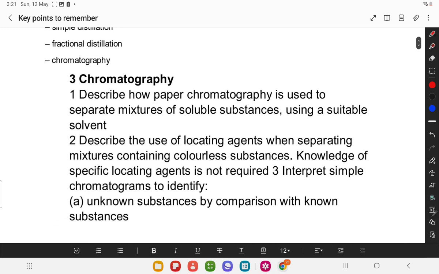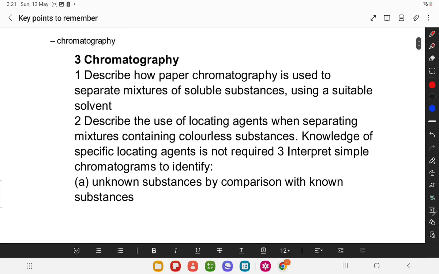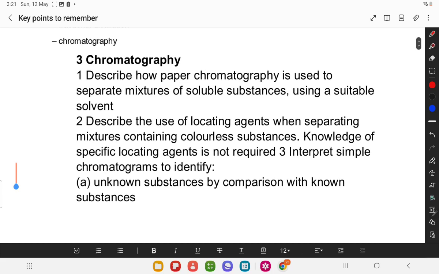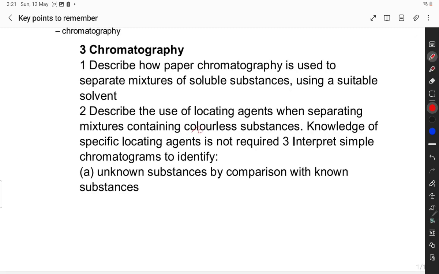In chromatography, you should know how paper chromatography is used to separate a mixture of soluble substances using a suitable solvent. Describe the use of locating agents when separating mixtures containing colorless substances. Knowledge of a specific locating agent is not required, but in case you want to write it down, the locating agent is ninhydrin spray.